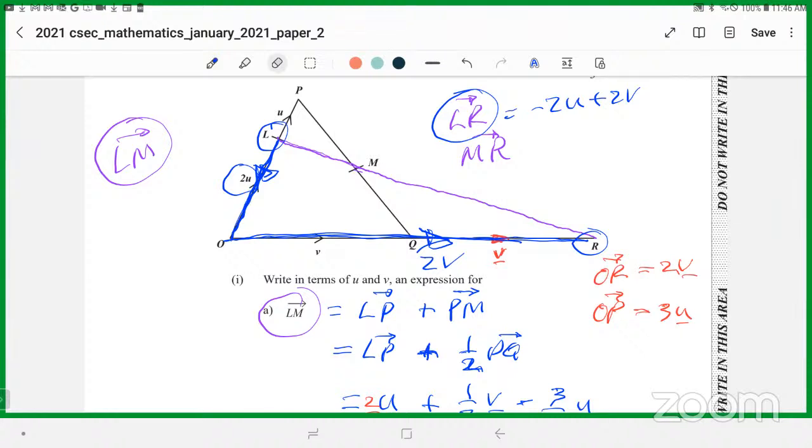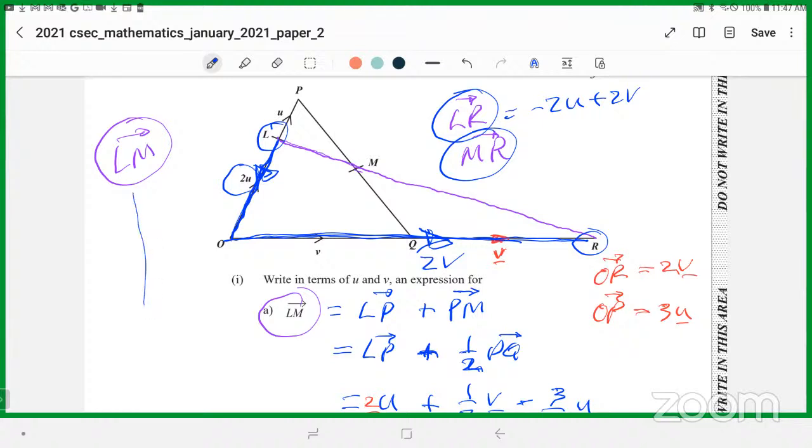You can see that this piece is minus 2U, and you can see that this piece is 2V. No calculation needed. It is there on the diagram. If you're doing MR, you're going to have to calculate. Why calculate when you can just use a vector that you can clearly see what it is? No need to calculate, because any two vectors from the points can work. Any two vectors between the 3 points can be used to show that they are collinear.